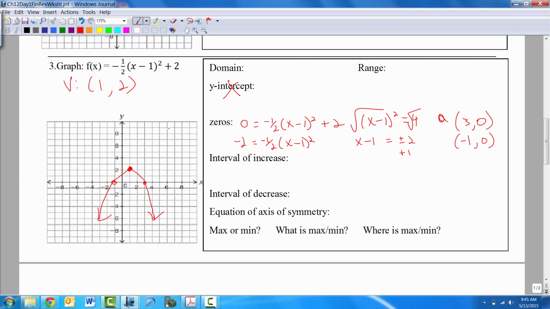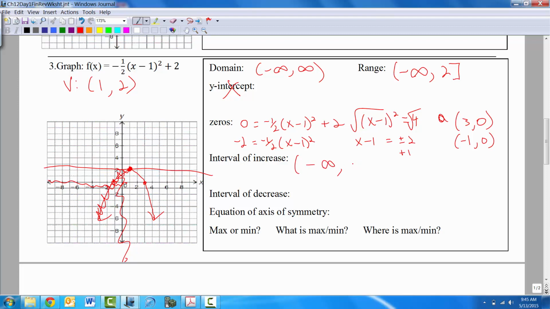All right, so domain. Again, it's all real numbers, -infinity to infinity. Range. This one's different. The range actually is here on down. Those are the y's that are covered by this graph. So it's -infinity all the way up to 2. That's the range. Interval of increase, from here to here, the graph is going up, but it's these x values that you plug in.